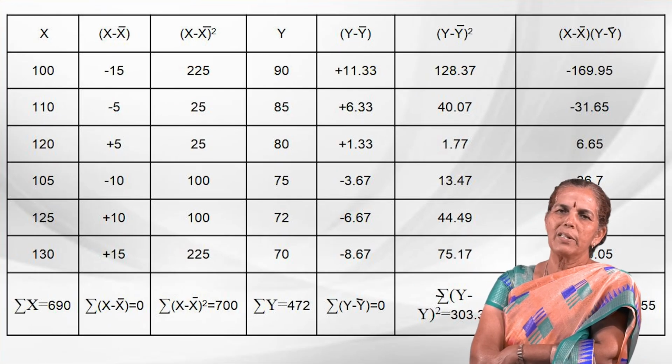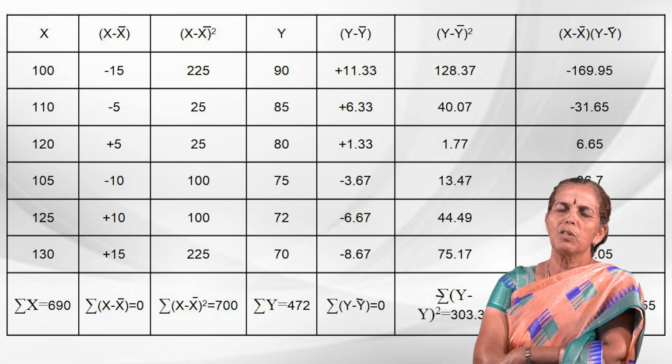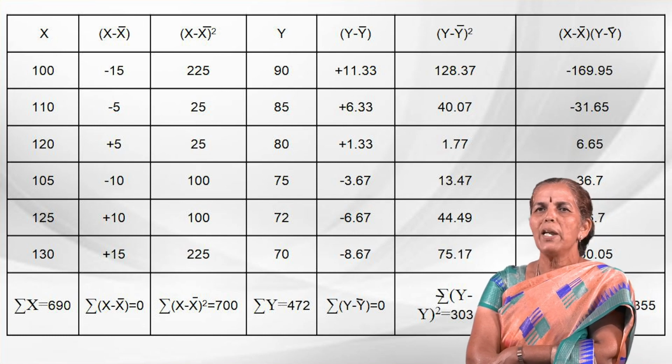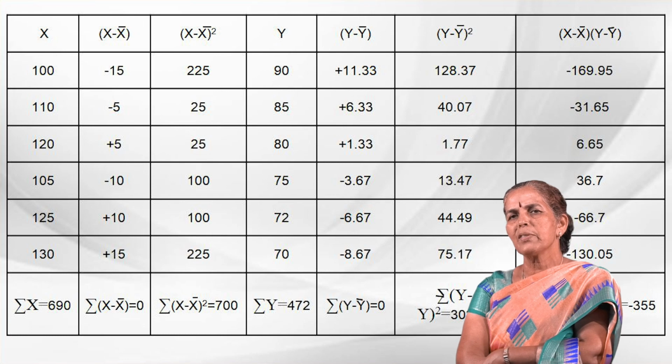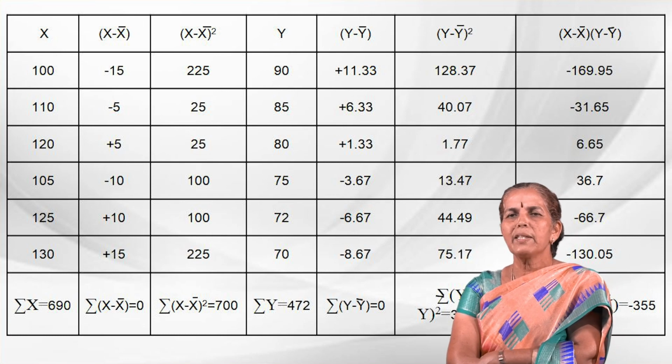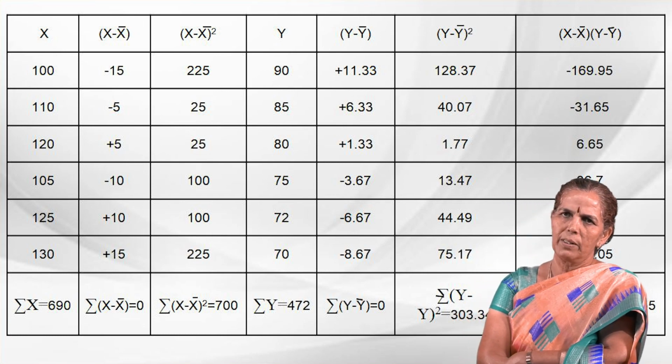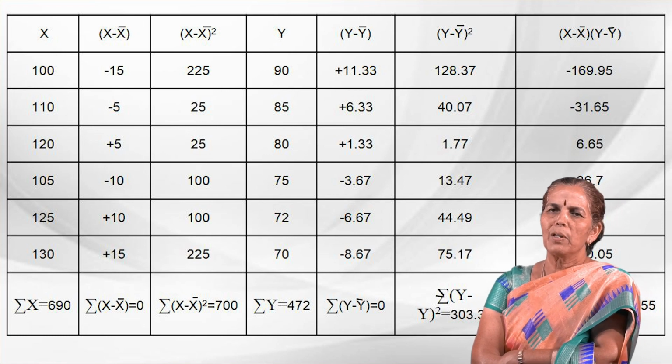After summing up the x values, that is called summation x, which equals 690. To find the mean, we use the formula summation x by n. N is nothing but the number of pairs of values given. So first of all, find the mean value for x.